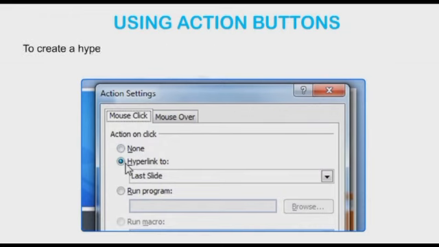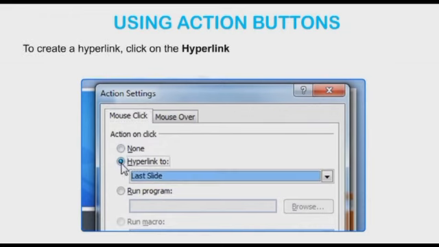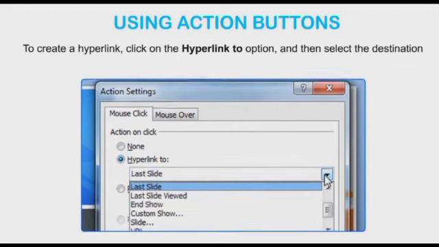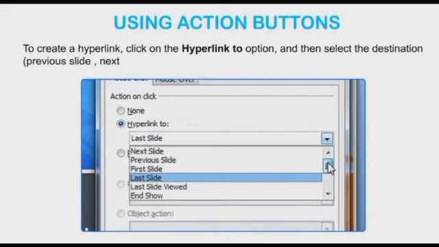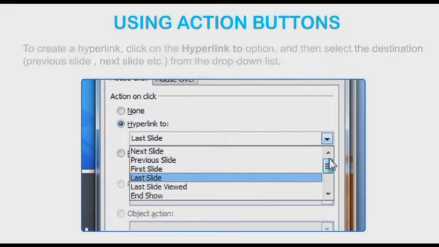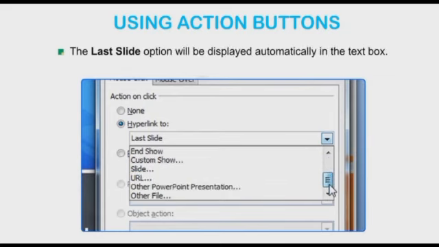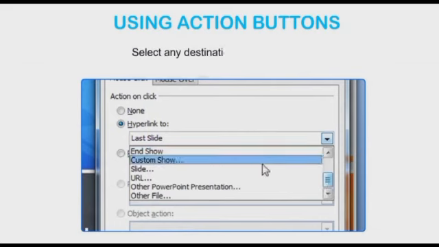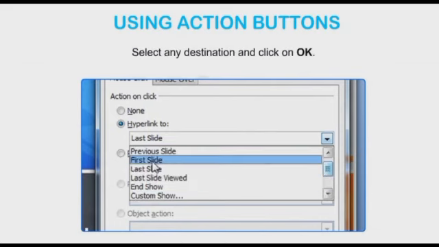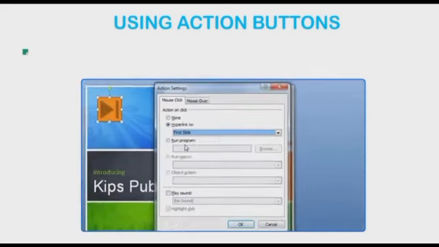Select the Mouse Click tab. To create a hyperlink, click on the Hyperlink to option and then select the destination, previous slide, next slide, etc. from the drop down list. The Last Slide option will be displayed automatically in the text box. Select any destination and click on OK.